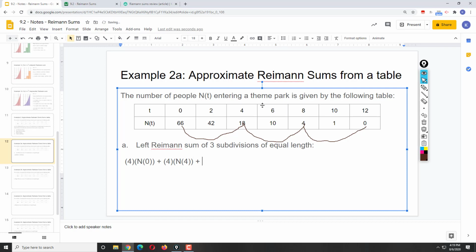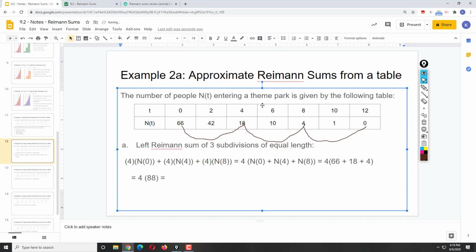For the third interval, once again, go from 8 to 12. The length is 4. And then which value do we use? The interval goes from 8 to 12, so the left Riemann sum uses n of 8. The left-hand most point. That's really equal to 4 times n of 0 plus n of 4 plus n of 8. That's equal to 4 times 66 plus 18 plus 4. So that's going to equal 4 times 88. 66 plus 18 plus 4 is 88.